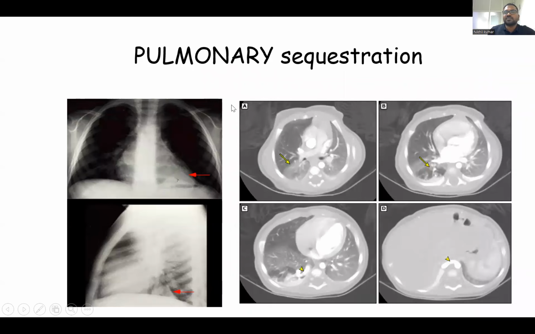So here we can see the pulmonary sequestration X-ray pictures. Here is the intralobar pulmonary sequestration. The arrow mark is showing the pulmonary sequestration, and in the CT also, this yellow arrow is showing the intralobar pulmonary sequestration.